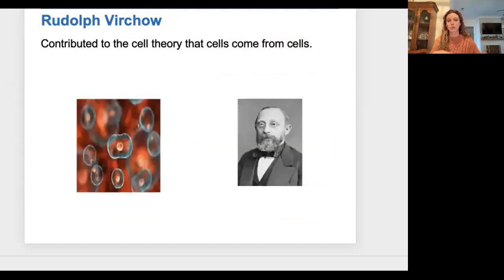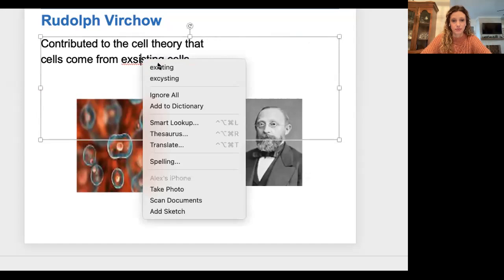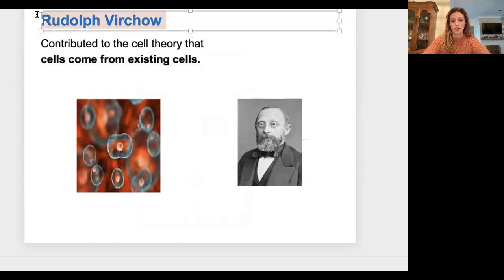Okay, then we have Rudolf Virchow. He contributed to the cell theory also, and this is where he was saying that cells come from already existing cells. Okay, so cells come from existing cells. So this is what I want you to write: Rudolf Virchow, his name, and that cells come from existing cells.